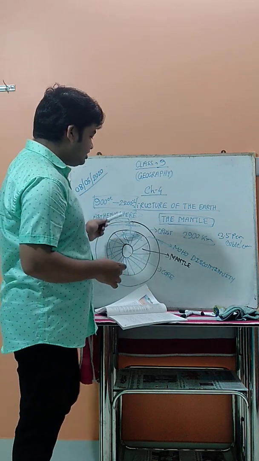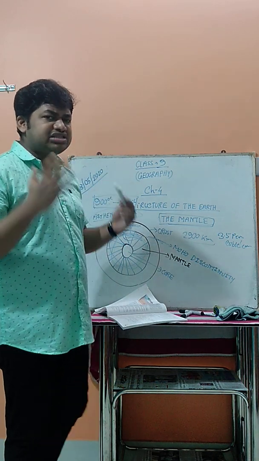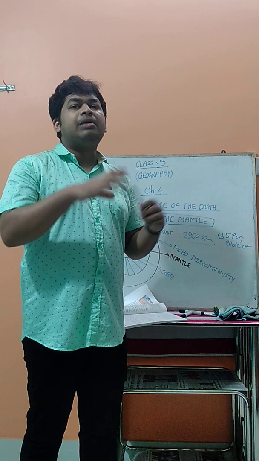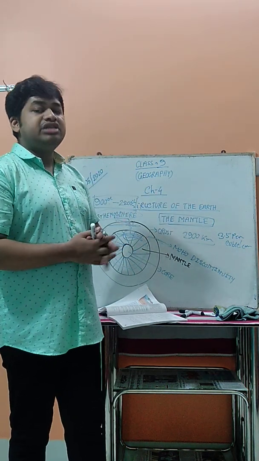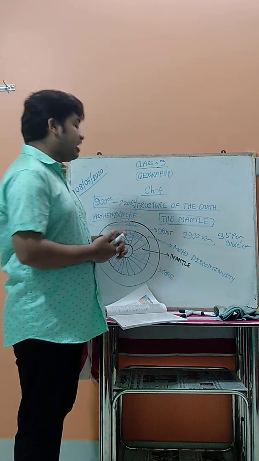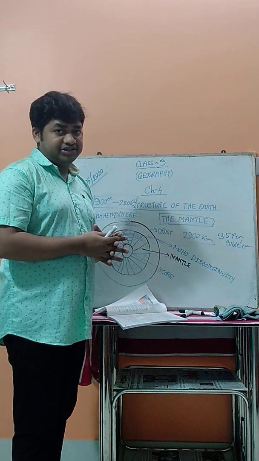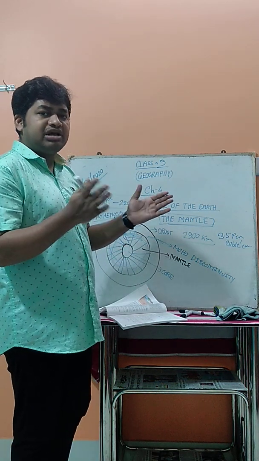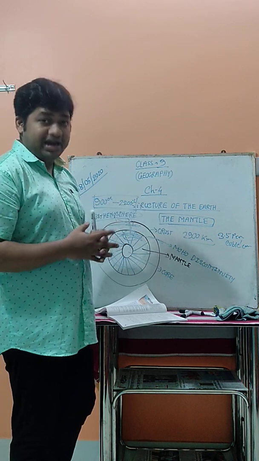So this is one of the reasons that the asthenosphere is a very important layer. You know why it's important? Because all the plates located on the Earth's surface are floating over the asthenosphere layer. And their movements are not always in the same direction. Sometimes the plates move very close to each other, sometimes very far from each other, and sometimes they go parallel.